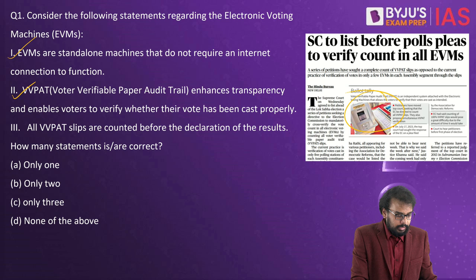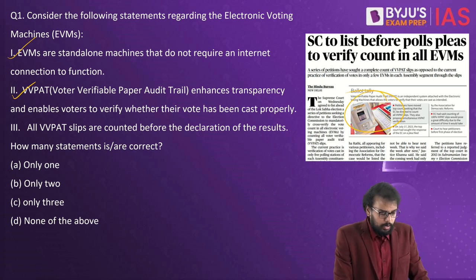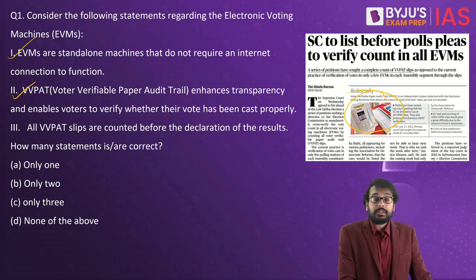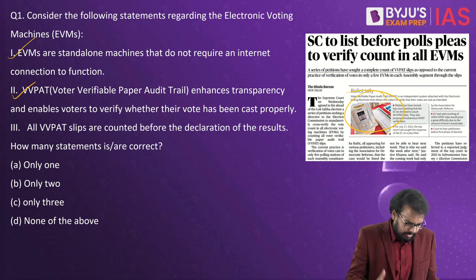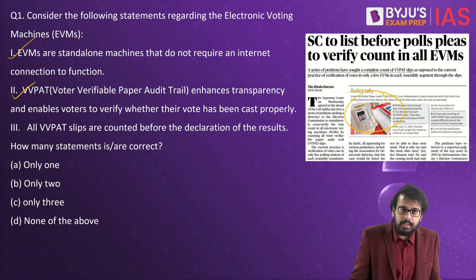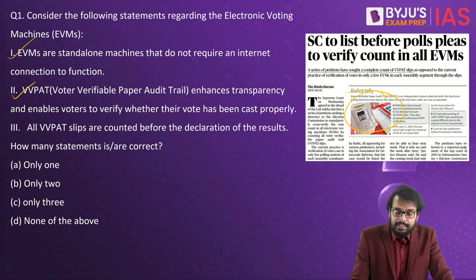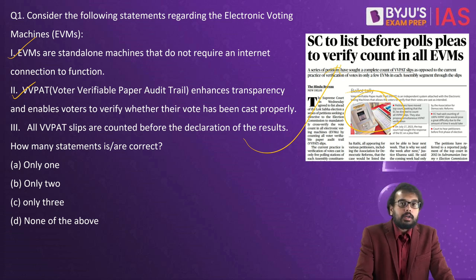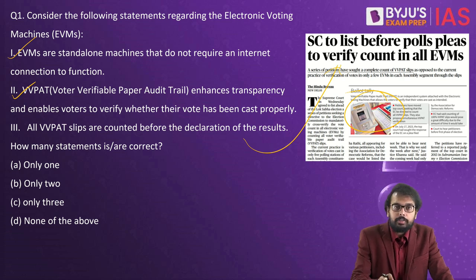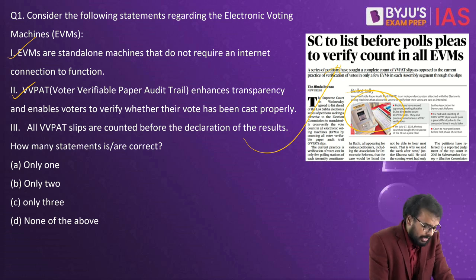What about statement 3? All the VVPAT slips are counted before the declaration of result. Is it true? Are all VVPAT slips counted before the declaration of the result? No, that is the reason why a plea was filed in the Supreme Court, that we need to count all the VVPAT slips. As of now, there is no need to count all the VVPAT slips to declare a result. So this statement is wrong.